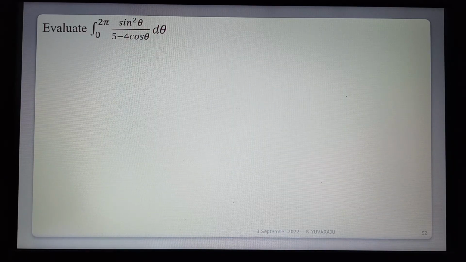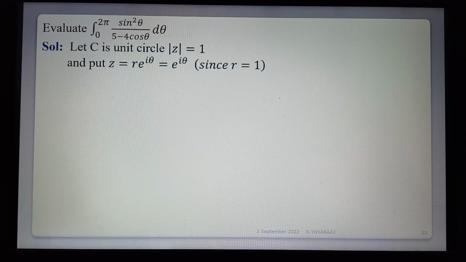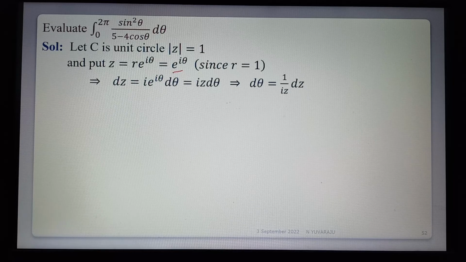So evaluate the integral from 0 to 2 pi of sin square theta by (5 minus 4 cos theta) d theta. The same procedure only, but here two functions are given, sine and cosine. So let the given same circle, same region, mod z is equal to 1, and put z is equal to e power i theta. The same, dz is equal to, so d theta is equal to dz by iz.